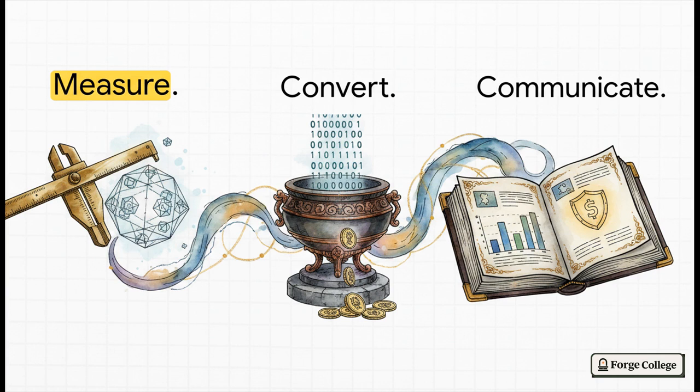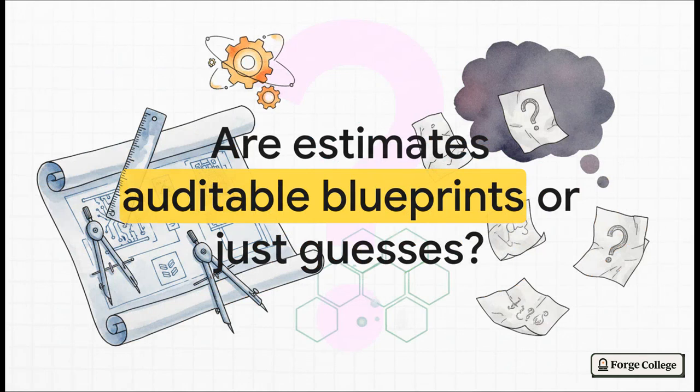Mastering this workflow is going to perfectly tee up our next lesson, developer implications and next steps, where we'll actually use these estimates to drive real engineering trade-offs. So I'll leave you with this final, somewhat provocative thought. When you hand over a cost projection, are your estimates auditable blueprints that your team can confidently build on? Or are they really just undocumented guesses hoping for the best?